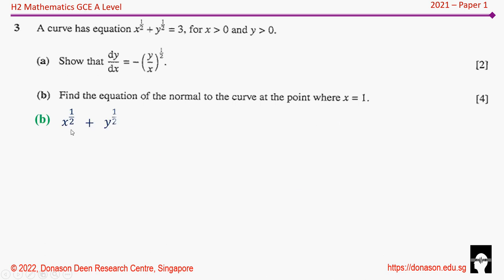So x to the power of half plus y to the power of half is equal to 3. That's the equation given. And of course, you may be wondering, why am I copying down the equation?